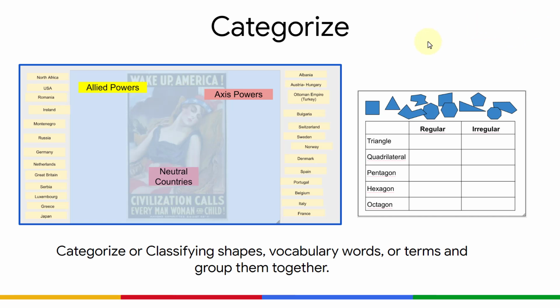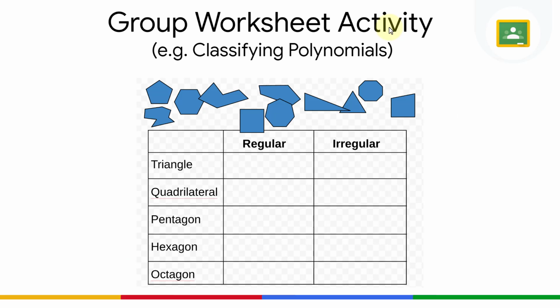Categorizing. Again, classifying, categorizing are all kind of the same thing, but here's an example using vocabulary or these countries, deciding where they go, or categorizing these shapes by actually moving the shapes into them. You can do it with terms, vocabulary, all sorts of stuff. Anything to make it visual and kind of more of that thought process happening.